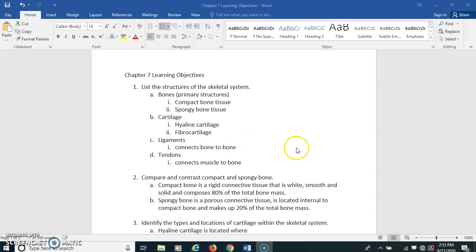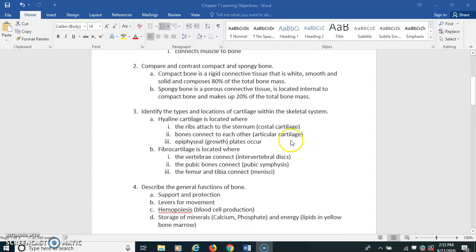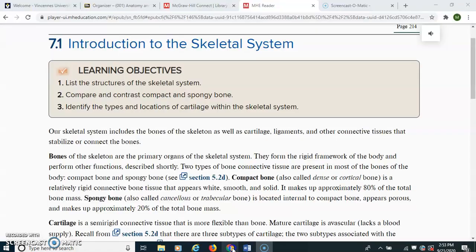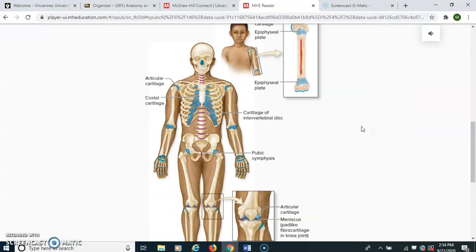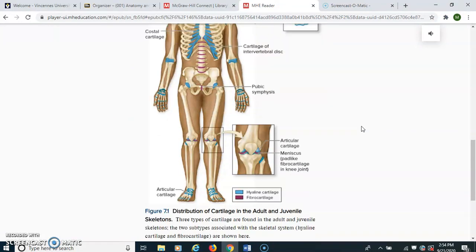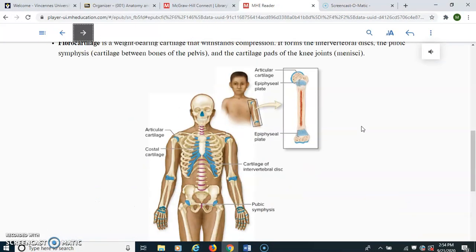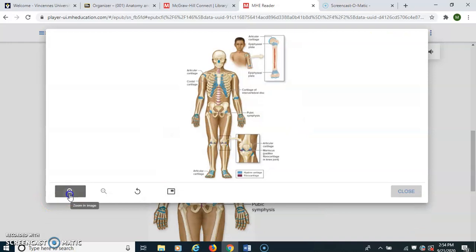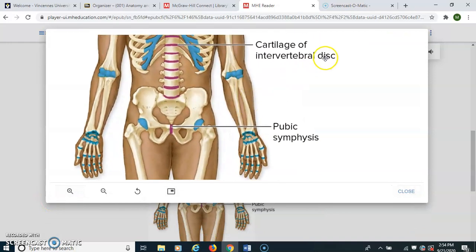And so in objective 2, we talk more about the difference between compact bone and spongy bone. I'm going to go to our pictures here. When we're looking at compact bone and spongy bone, this is a small picture. See if I can enlarge it. Compact bone and spongy bone.